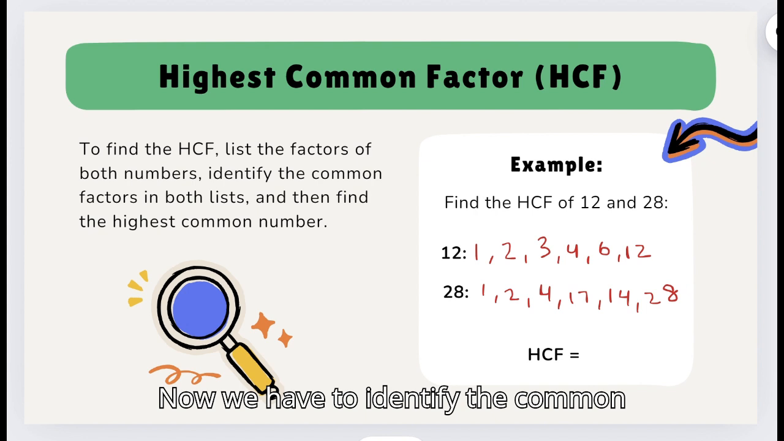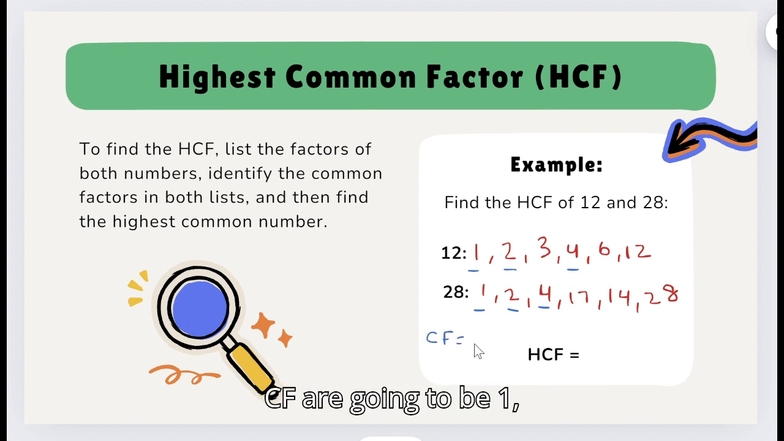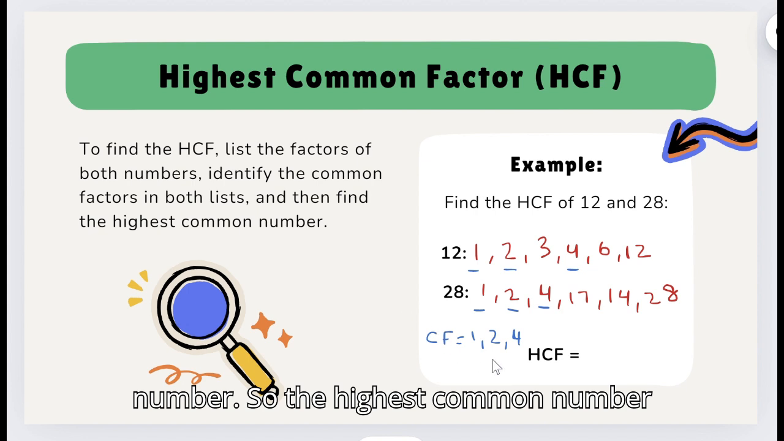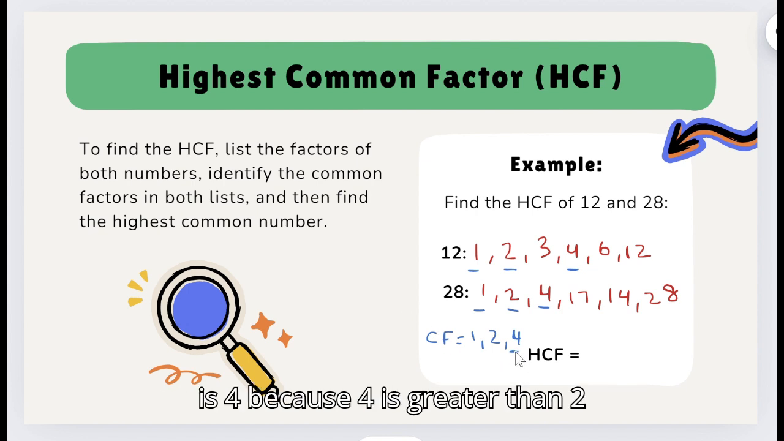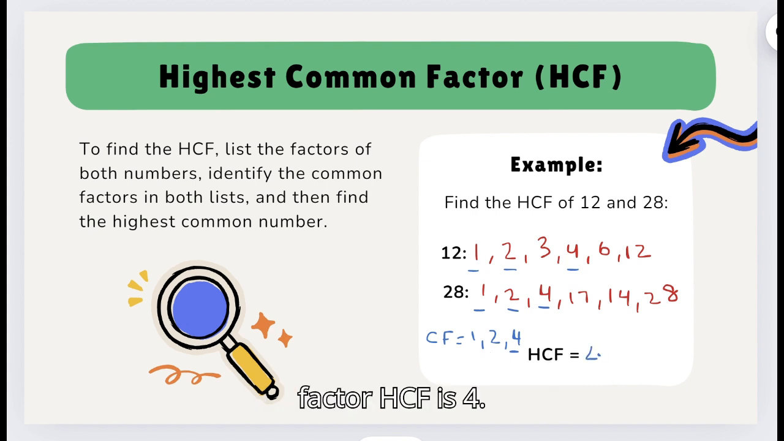Now we have to identify the common factors in both the lists. So I can see that 1 is common, 2 is common, 4 is common, and that's all. So my common factors, CF, are going to be 1, 2, and 4. Now I'm going to find the highest common number. So the highest common number is 4 because 4 is greater than 2 and 1. So my highest common factor, HCF, is 4.